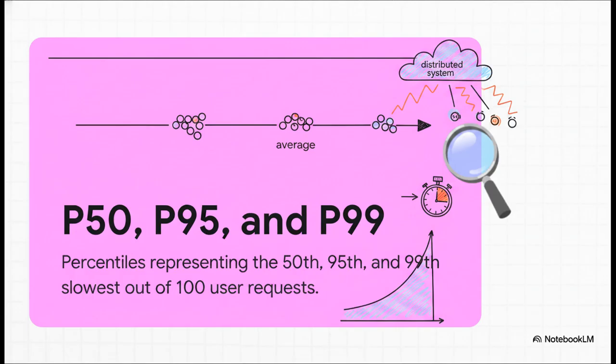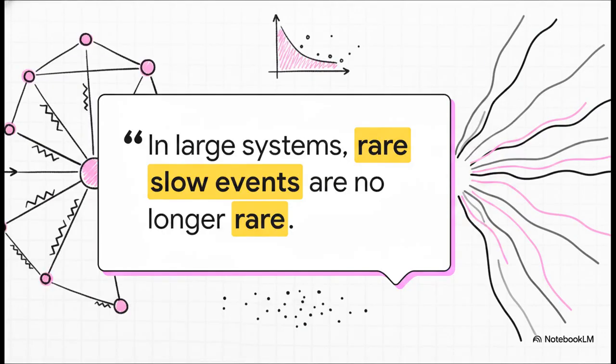In today's world, distributed systems live and die in the tail. Which brings us to this legendary piece of wisdom from Google engineers Jeff Dean and Luis Andre Barroso. They hit the nail on the head when they said, in large systems, rare slow events are no longer rare. This perfectly captures the core insight of modern architecture. As your system grows, distributed systems don't just magically add a little bit of latency. No, they multiply variance across every single network hop.